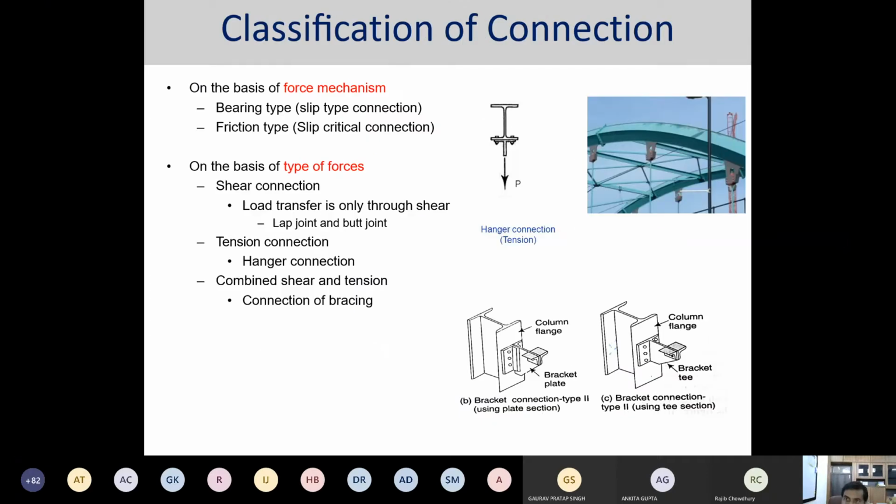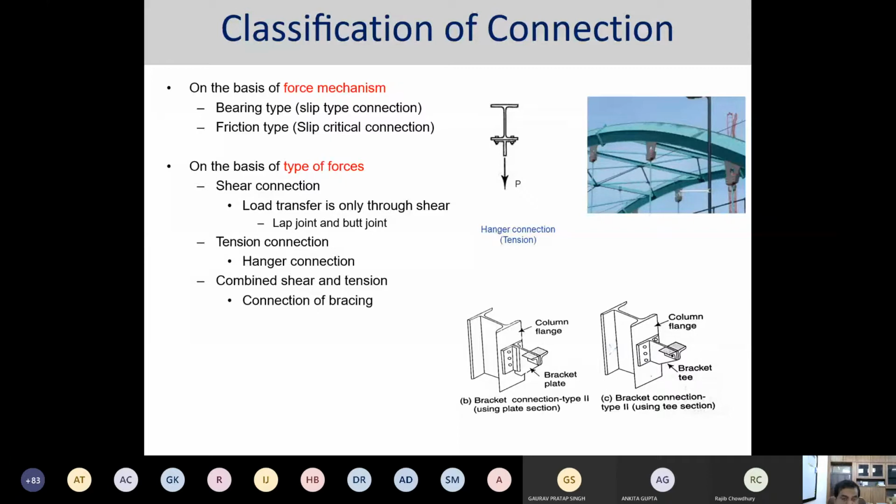Okay, then the next issue is how we do the classification of the different connections, even within the bolt itself. Sometimes people say it is a bearing type connection, and sometimes in the literature, report or textbook it is mentioned as a friction type connection. Bearing type connection means slip is allowed, and in the friction type connection slip is not allowed, or put the other way around, it is called a slip critical connection.